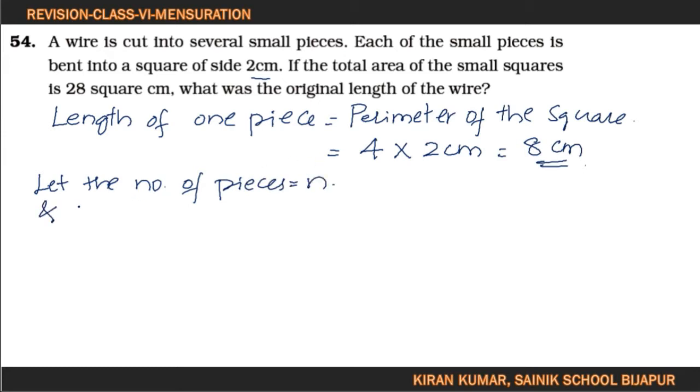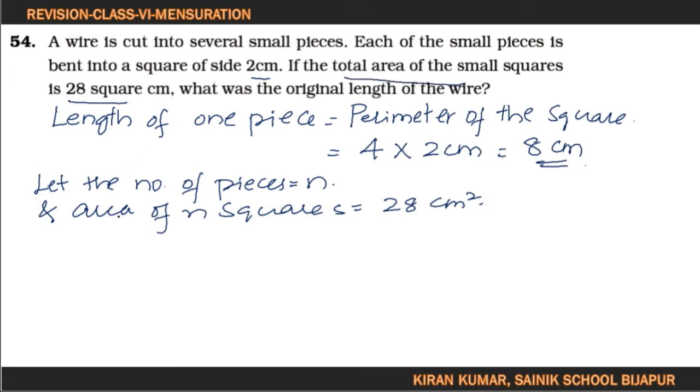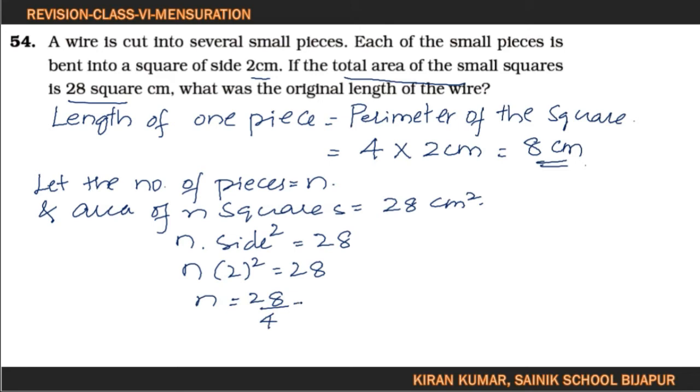and area of n squares is equal to 28 centimeter square, as they have given if the total area is 28. So n number of pieces together forms 28 centimeter square. So n times side square will be equal to 28. So n times the side is 2 square, which is equal to 28. So n will become equal to 28 upon 4, which is 7 times.